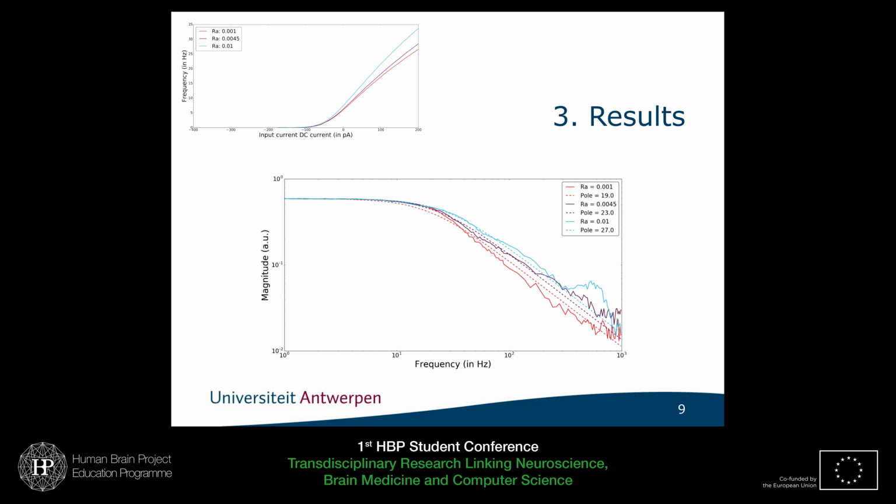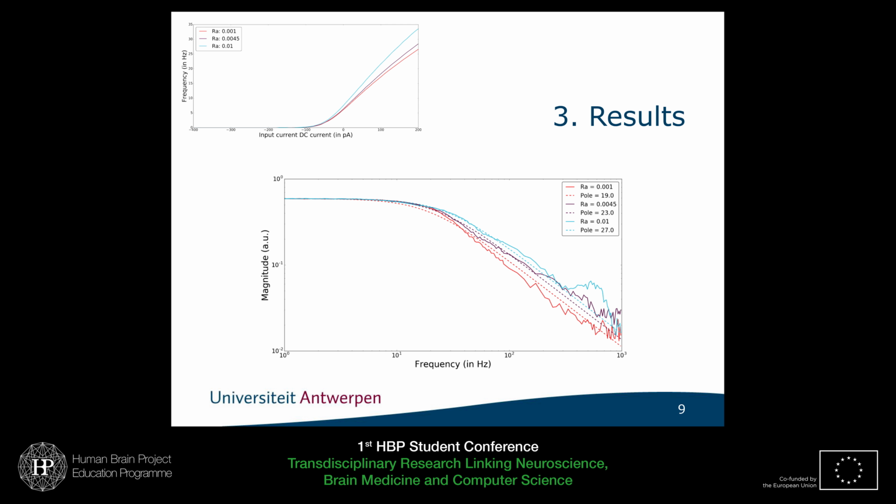Now if you go to some of the results, the most important results we see in the top left figure, we see the FI curve of different models with different axial resistances. So, I repeat, different distances between soma and axon. We see, as we expect, if we increase the axial resistance, so if we increase the distance, the system becomes more excitable, so the slope of this FI curve becomes steeper, which is already what we expected.